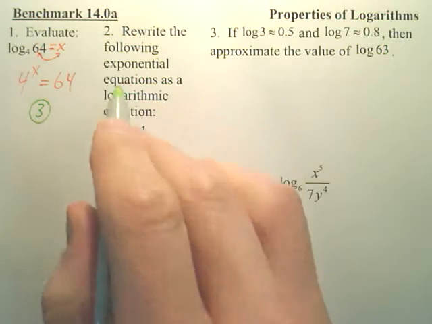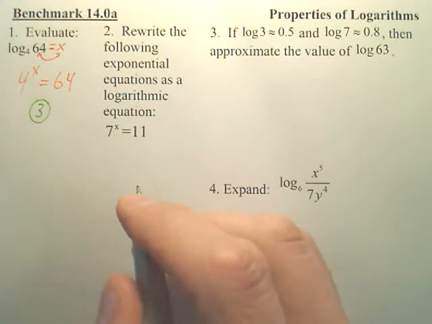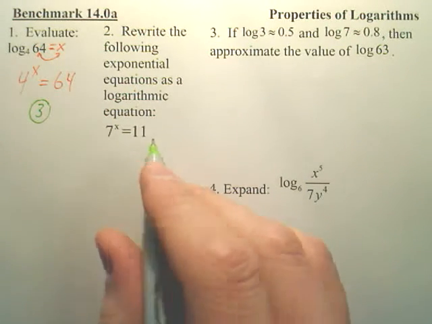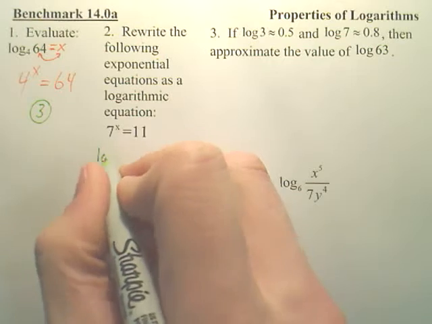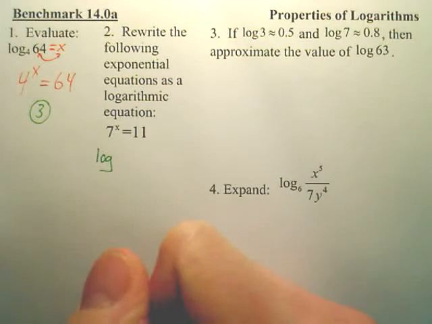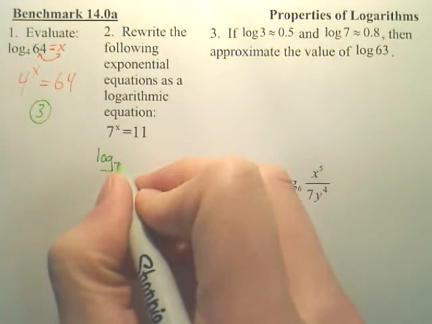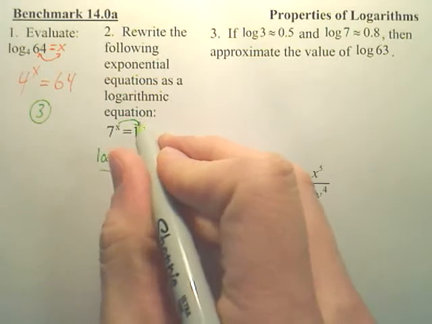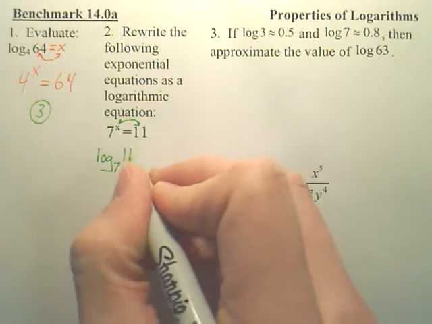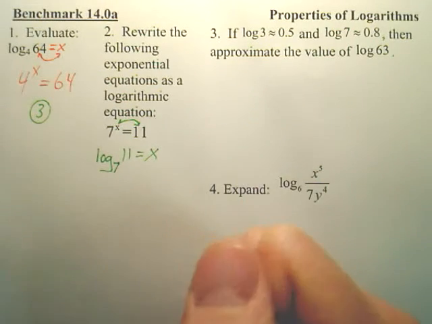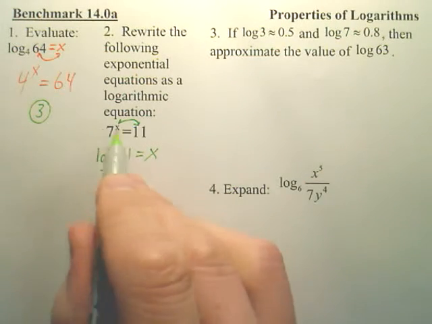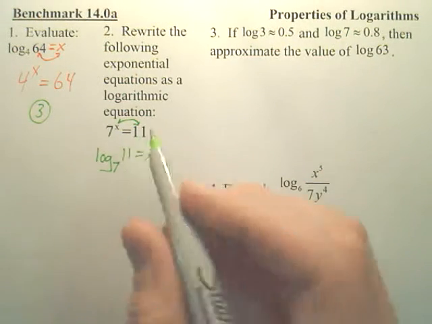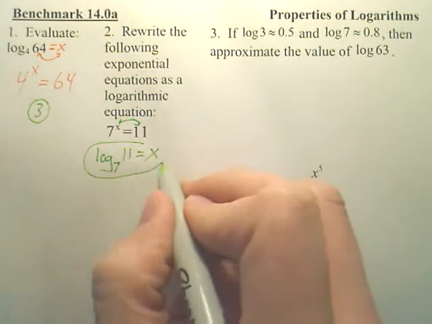Number 2, we want to rewrite it as a log. So to rewrite this as a log, basically you write the word log in front. The 7 becomes the base, and you switch these two. Again, you write the word log in front, and you switch the x and the 11. There's your answer.